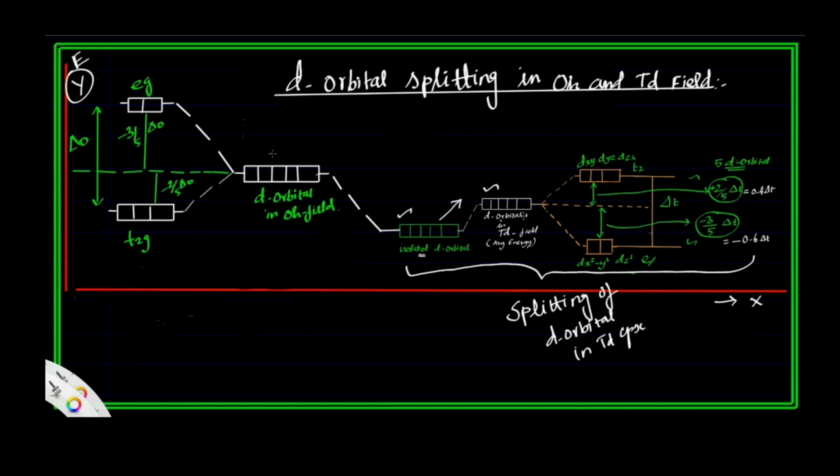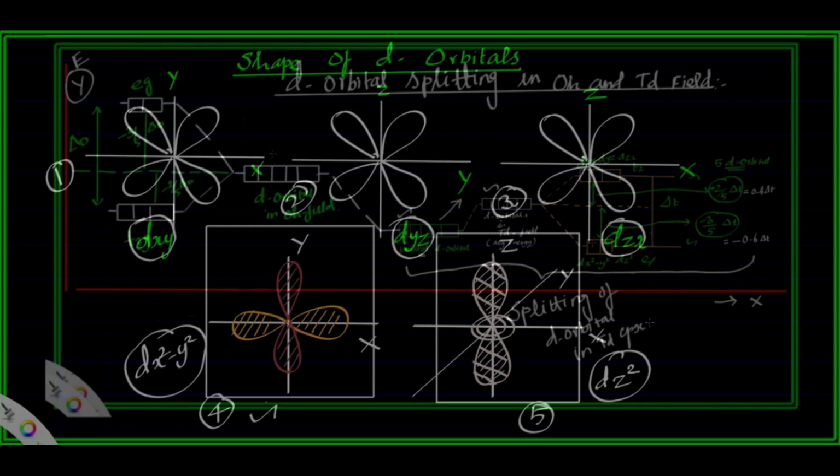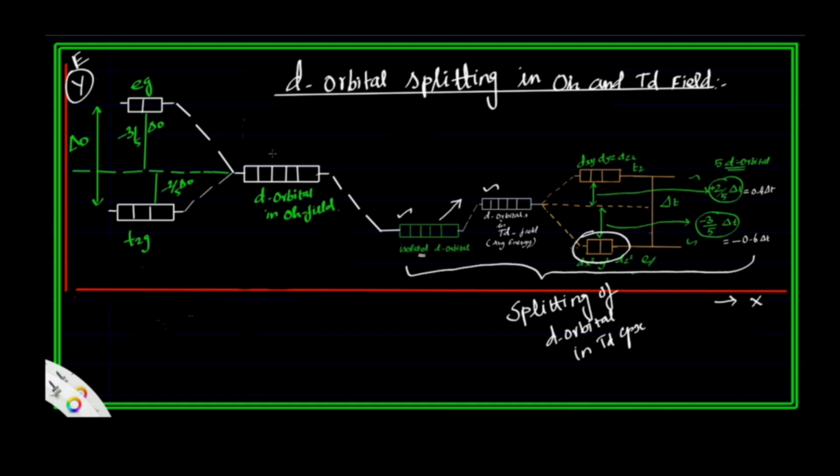After the attainment of the average energy level in the tetrahedral field, the ligands approach along the diagonal of the cube. So the orbitals lying on the x-axis, y-axis as well as z-axis, dx square minus y square and dz square, these two feel less repulsive force than the orbitals lying between the axes, dxy, dyz and dzx. So we get two sets of orbitals, the T2 set and the E set. The T2 set has plus 2 by 5 times delta T, that is plus 0.4 delta T, and the E set has minus 3 by 5 delta T, which is equal to minus 0.6 delta T.